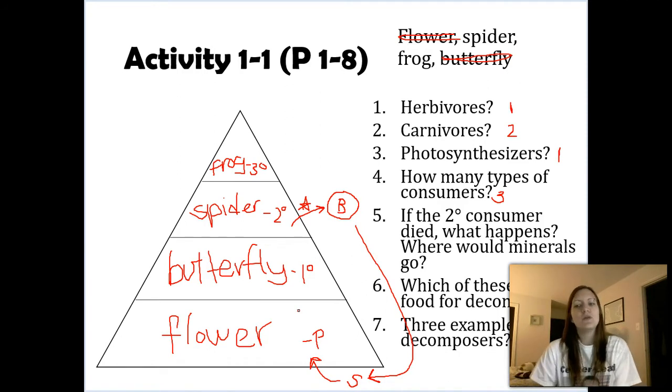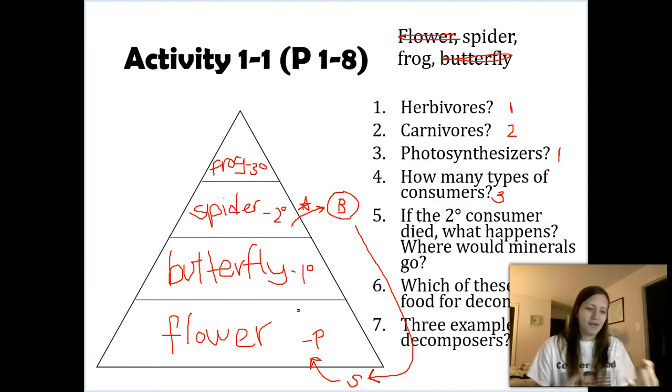Question number 6. Which of these can be food for decomposers? This one can be a tricky one. So the answer is all 4 of these: flowers, butterflies, spiders, frogs. Any single organism, doesn't matter what trophic level it is, if it dies of natural causes or it dies of not being eaten by something else, decomposers can come in.